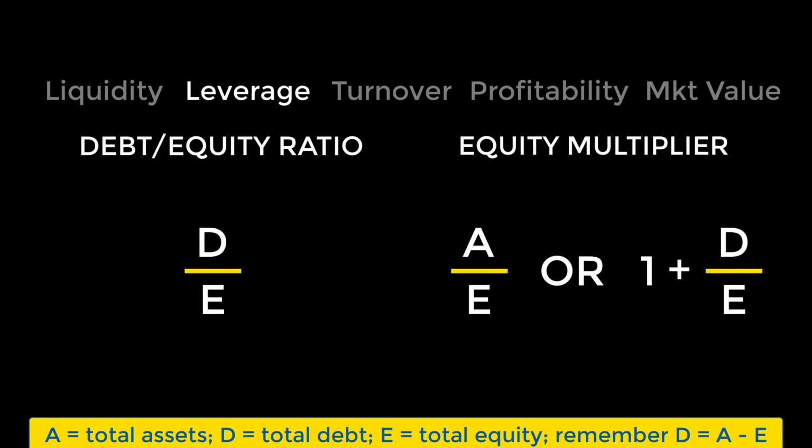There are two variants of expressing this ratio, the debt equity ratio or the equity multiplier ratio, shown here. We can calculate any of these given one of the others.